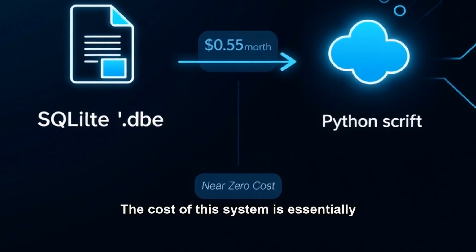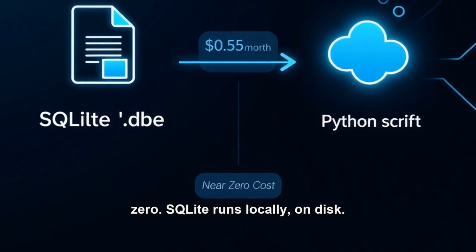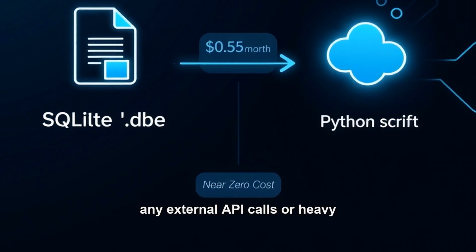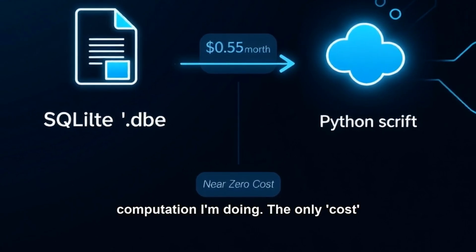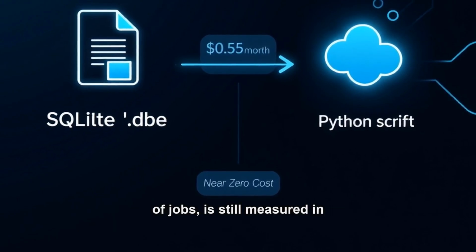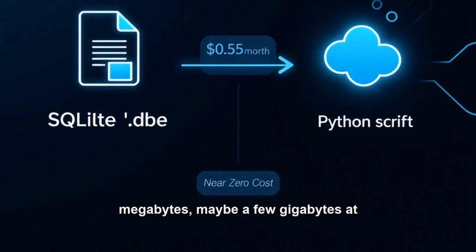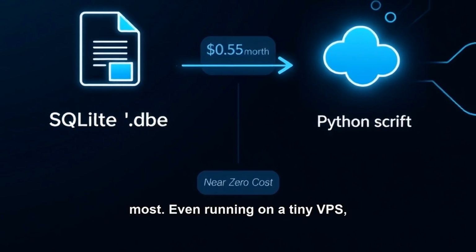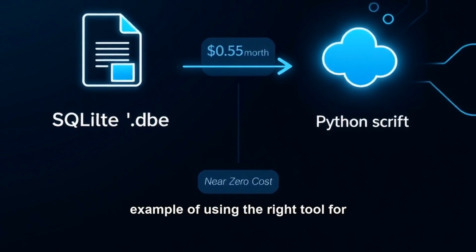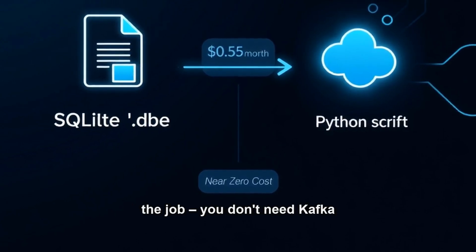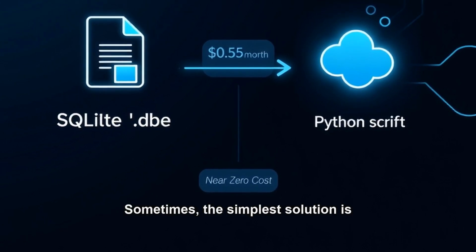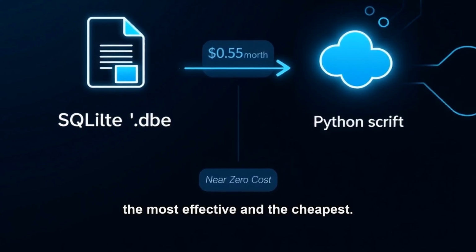The cost of this system is essentially zero. SQLite runs locally, on disk. The processing time for database operations is negligible compared to any external API calls or heavy computation I'm doing. The only cost is the disk space for the .db file, which for hundreds of thousands of jobs is still measured in megabytes, maybe a few gigabytes at most. Even running on a tiny VPS, this pattern adds literally pennies to the monthly bill. It's a classic example of using the right tool for the job. You don't need Kafka or RabbitMQ for single-server, fault-tolerant Python automation. Sometimes, the simplest solution is the most effective and the cheapest.